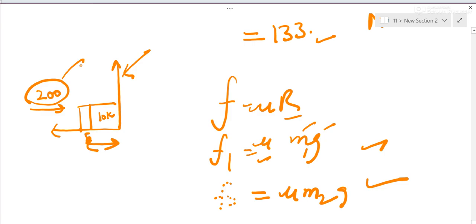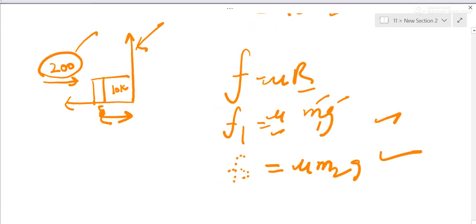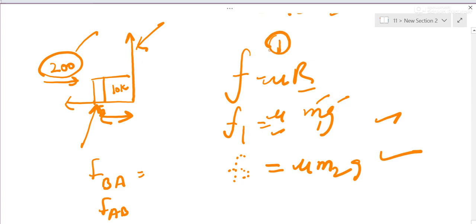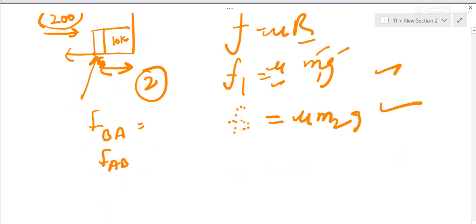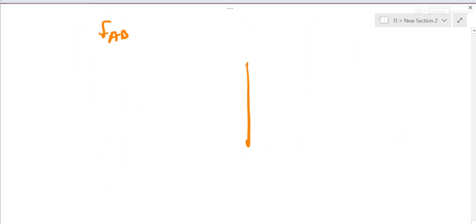And in the second part, just subtract the friction of this. That will be the force on B by A, and the same force on A by B, just in the opposite direction. This is the first part, this is the second part. And when you remove the partition, when the partition is not there, then they will move, and this will be the acceleration.